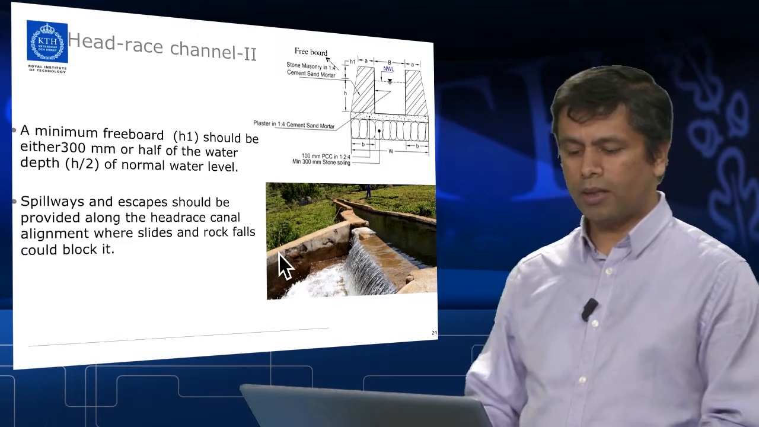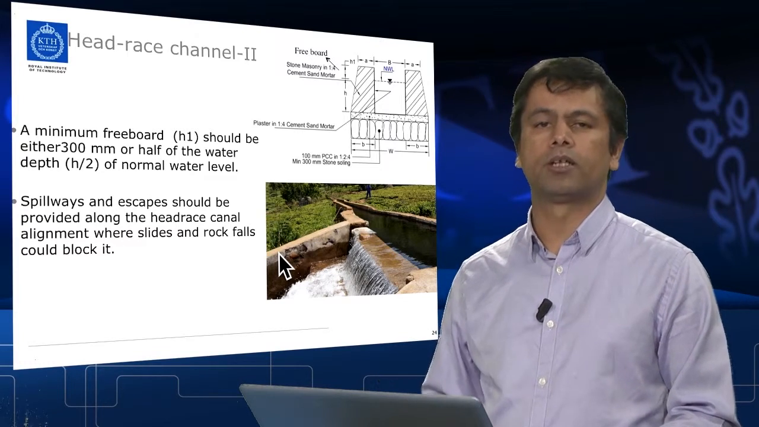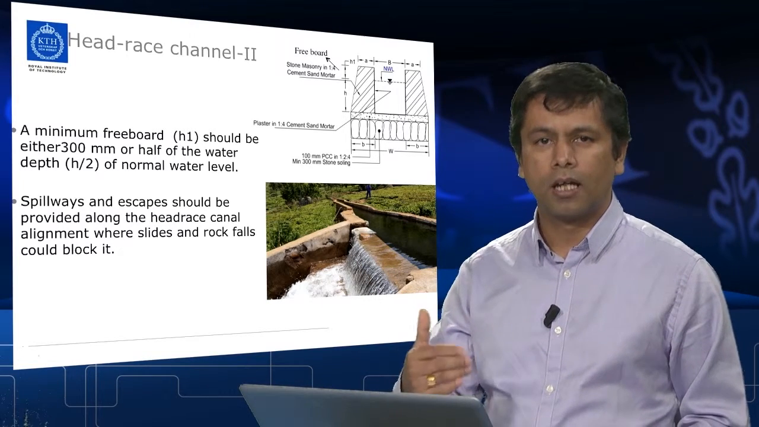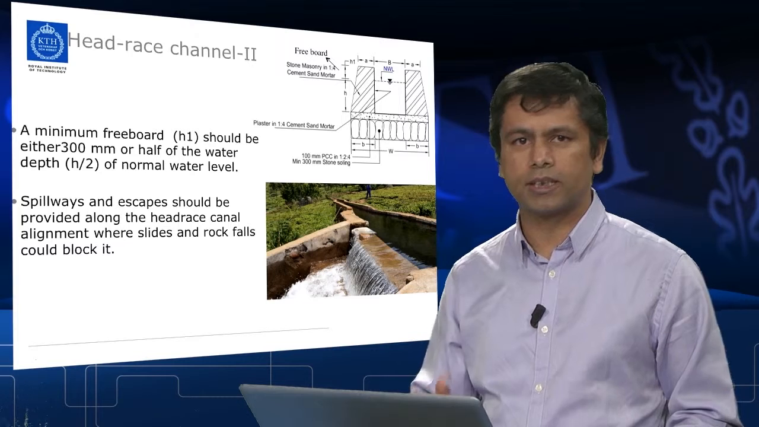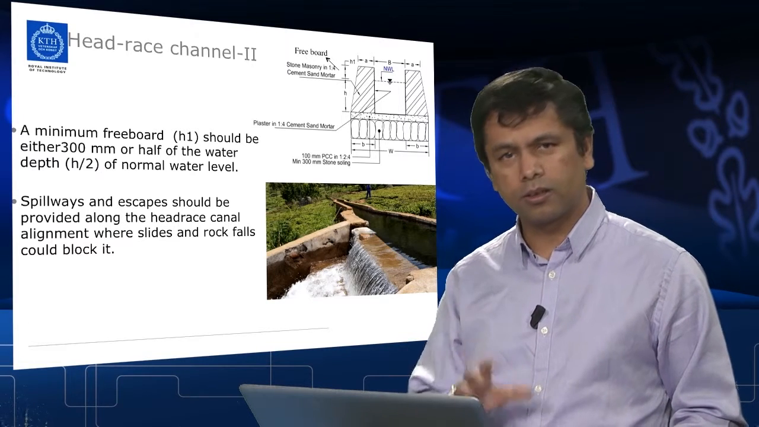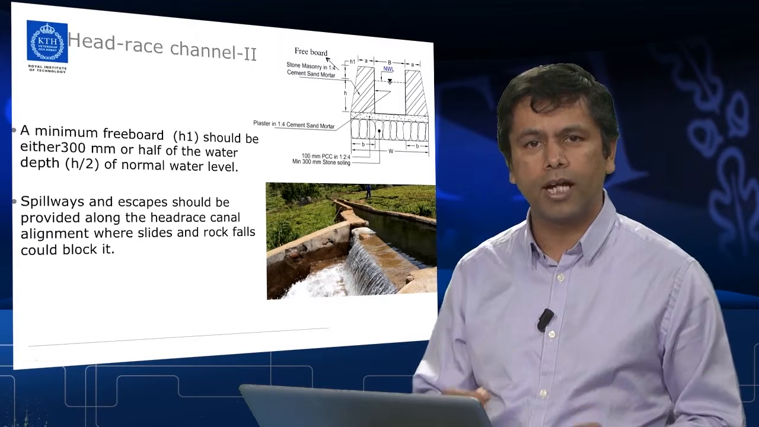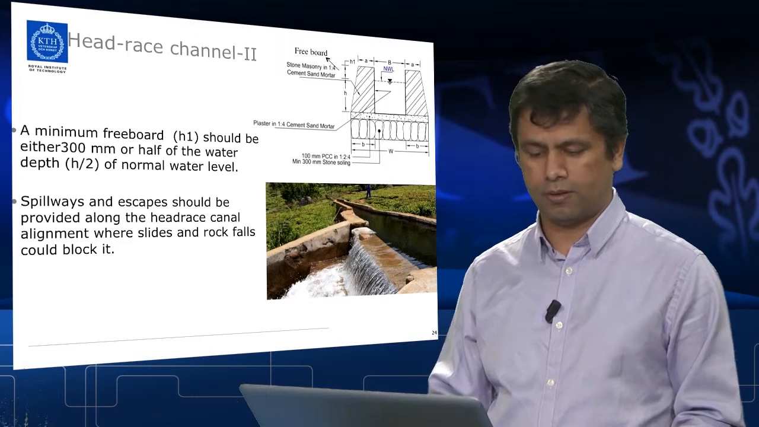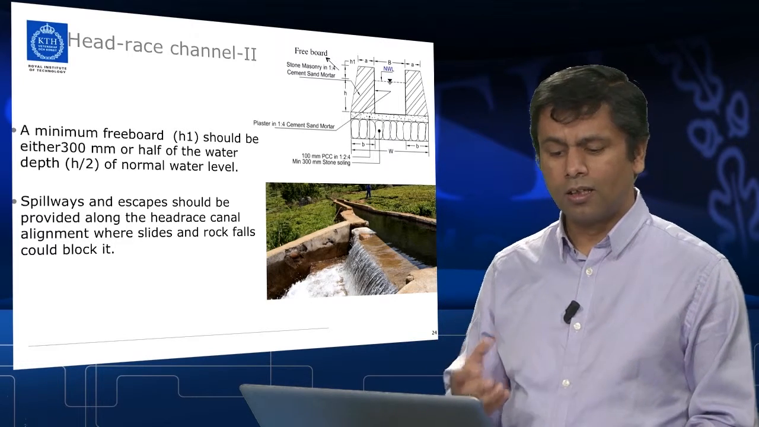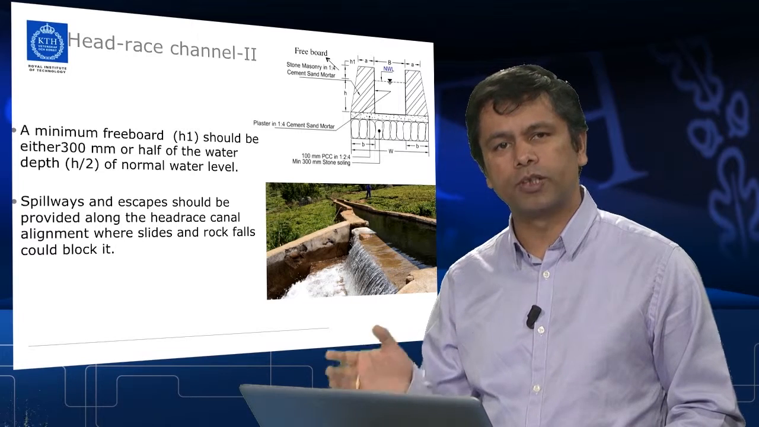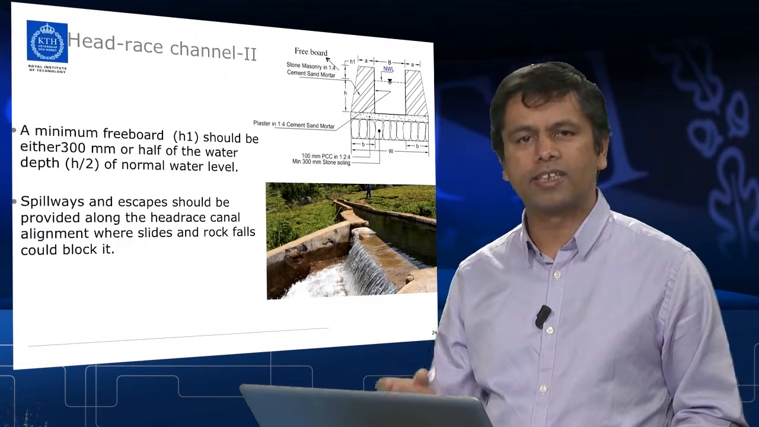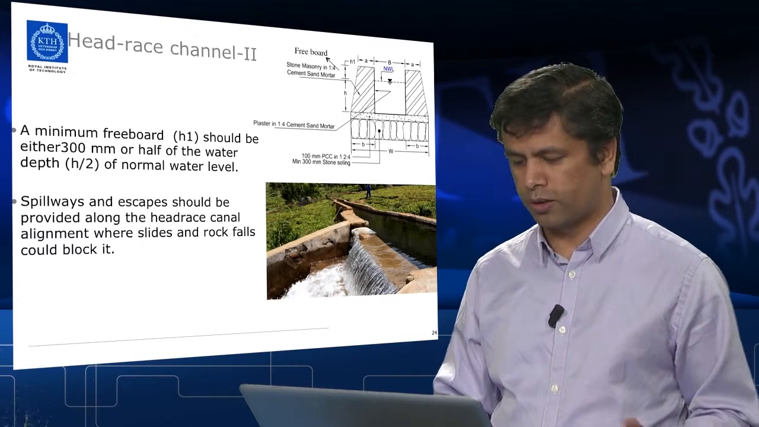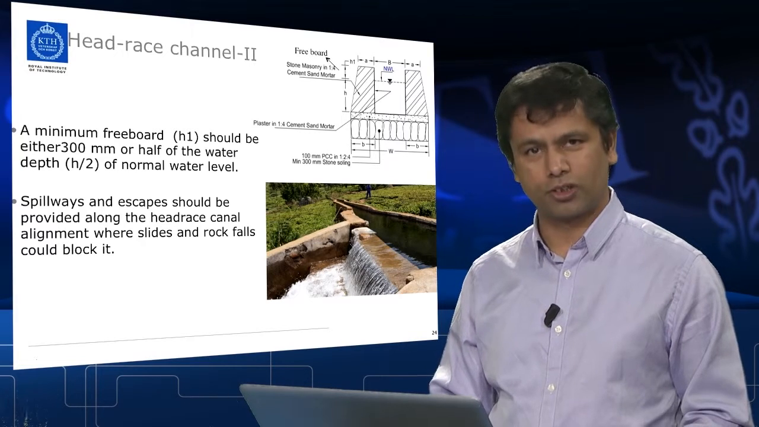Also, if you have a long canal, there might be some places where boulders come, or some kind of obstruction can arise in the future. If there are unstable places, as far as possible we avoid the channel going through that. Otherwise, we have to provide some spillway or escapes, so that if something happens with the canal and water is blocked, the water is safely transferred to the river through the spillway. So we don't destroy the canal structures there.